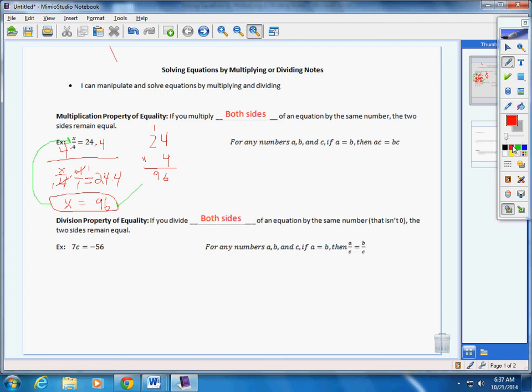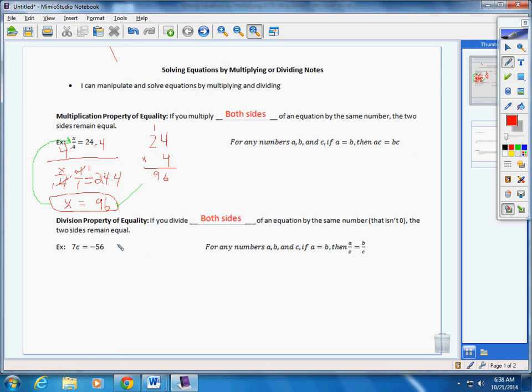That's your correct answer. So remember, over here we always give you the general case. It says for any numbers a, b, or c, as long as the left side equals the right side, as long as a equals b, then a times c equals b times c. Notice it doesn't tell you what c is. You just know c is some number. So as long as you multiply both sides by the same number, the left and the right are going to remain equal.